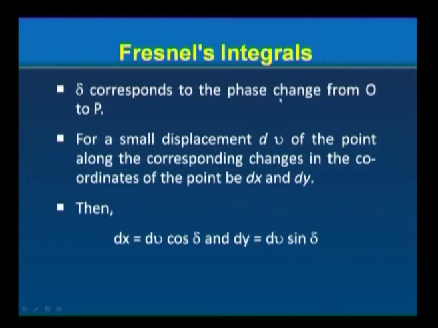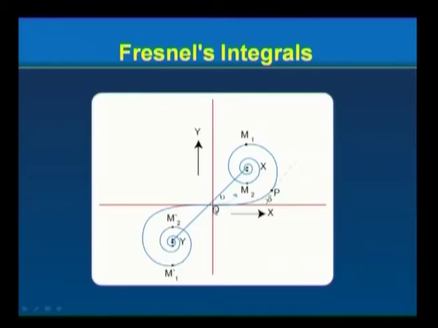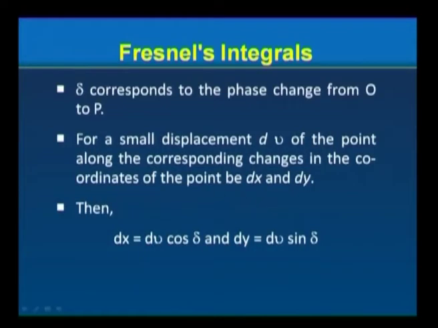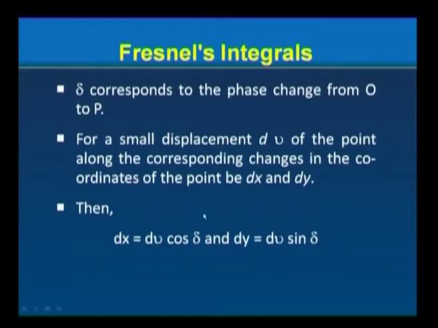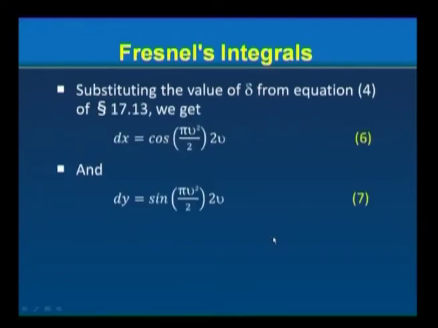The Fresnel's integrals are given as follows now. Lambda corresponds to the phase change from O to P. Phase change from O to P, this is the phase difference, right? For a small displacement dv of the point along the curve in the xy plane, the corresponding changes in the coordinates of the point be dx and dy. Then dx will be equal to dv into cos delta and dy will be dv into sin delta.